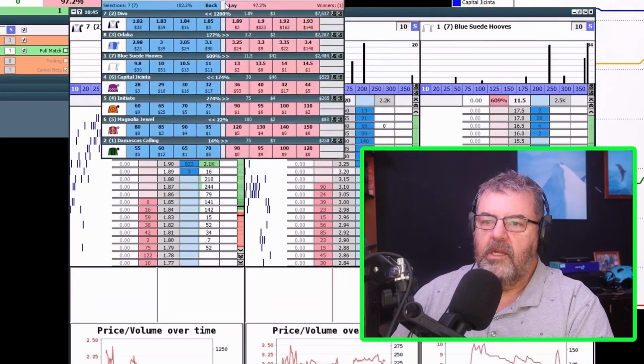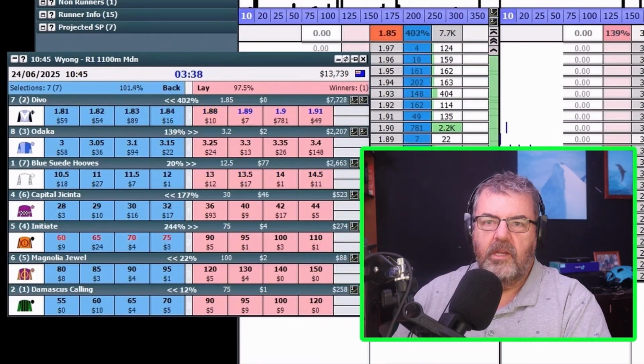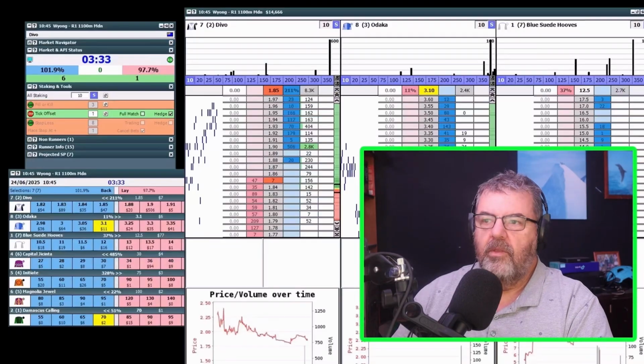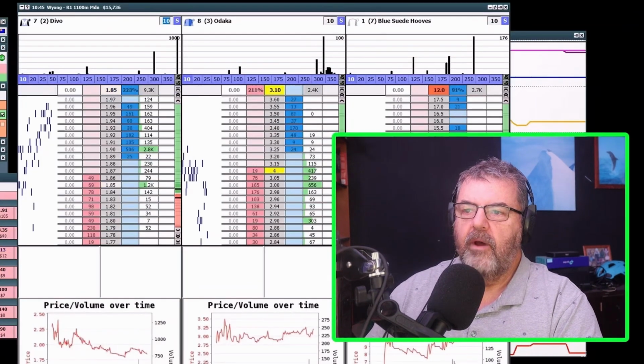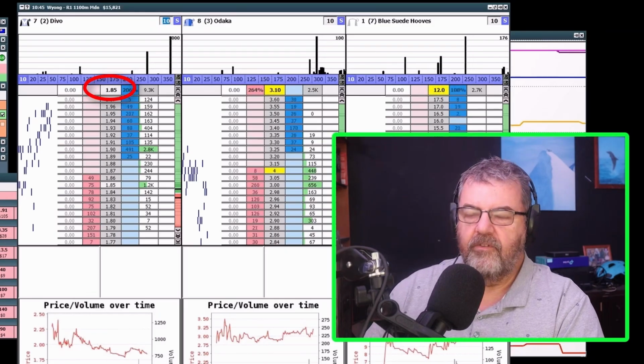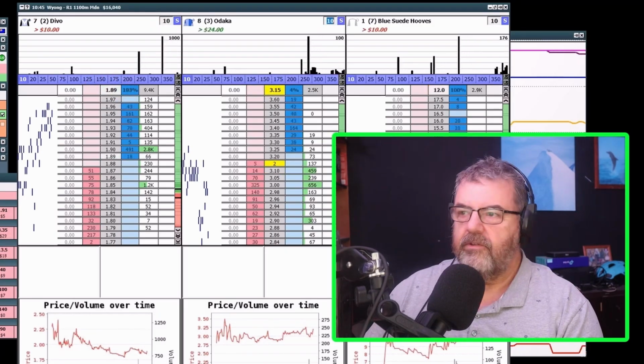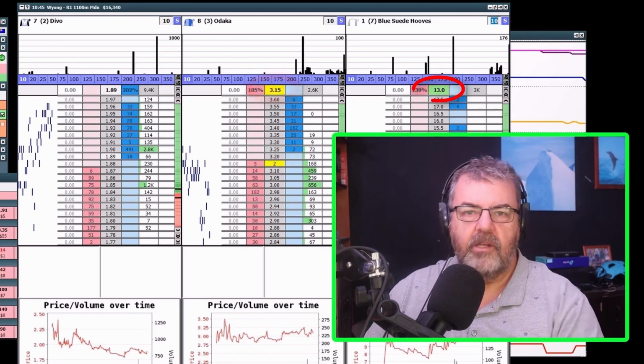Bottom line is this. Here's the field. There are a number of selections here. I'm looking at, on the ladder, the top 3 favourites based on price. So the number 1 favourite is trading at $1.85 or thereabouts. The second favourite, $3.15. Third favourite, about $12.